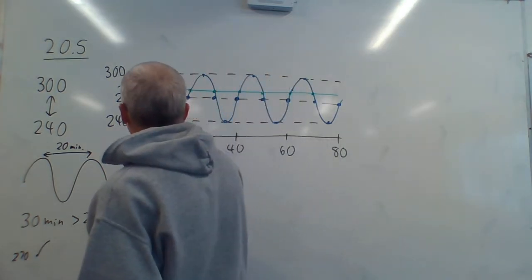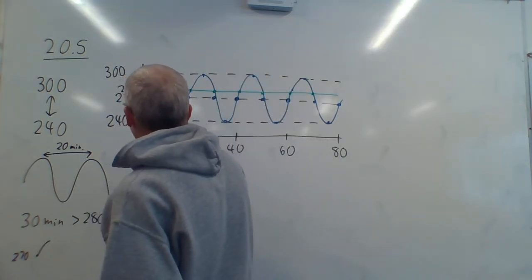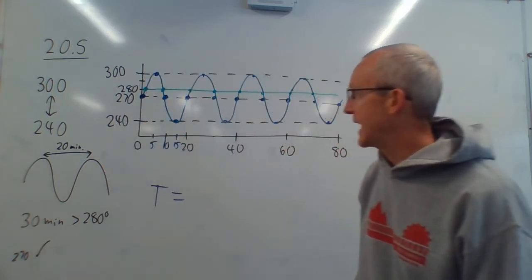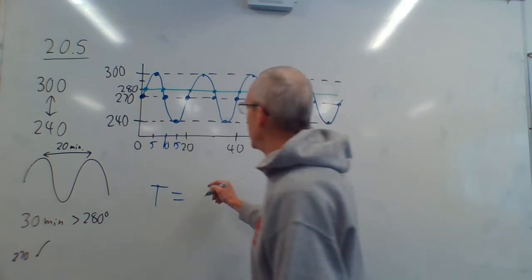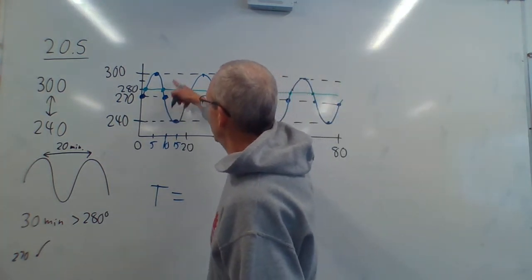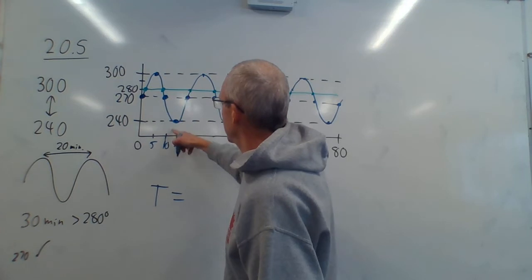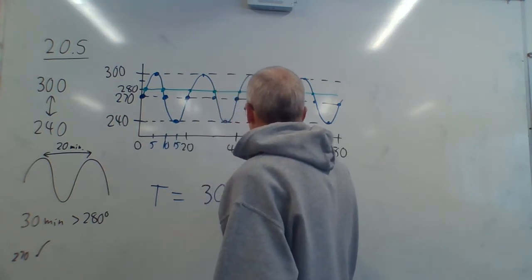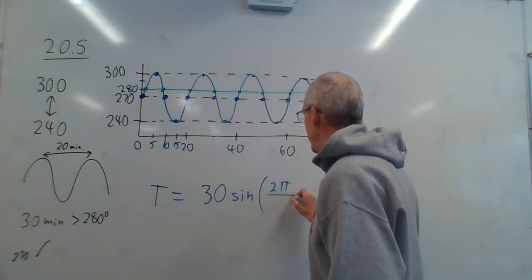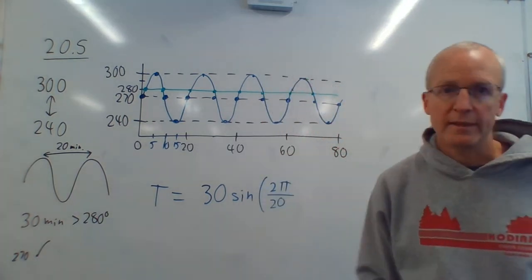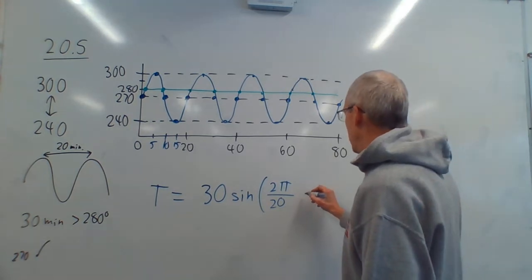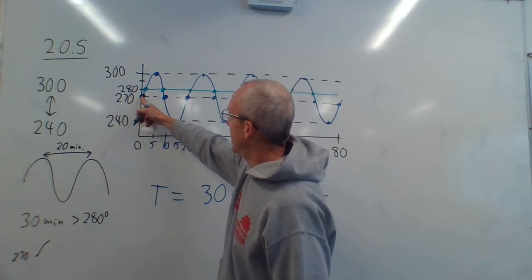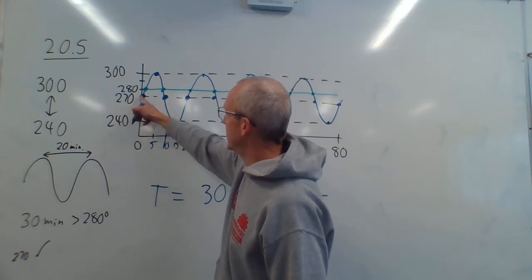So we can say that the temperature, we're going to solve for temperature, so I'll make it a capital T. The temperature in the oven, the amplitude is 30, right? It goes 30 up from the middle and 30 down. So it is 30 sine 2 pi, the period is 20. We're going to use minutes because they tell us minutes. So 2 pi over 20 times x minus, and the phase is 0. It starts exactly where a sine wave is supposed to start, right in the middle and going up.